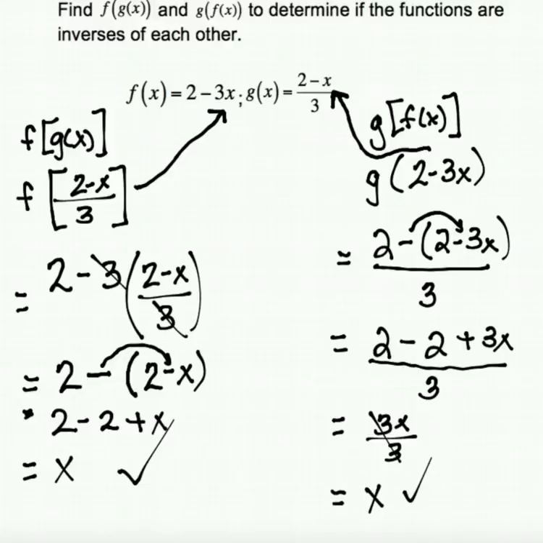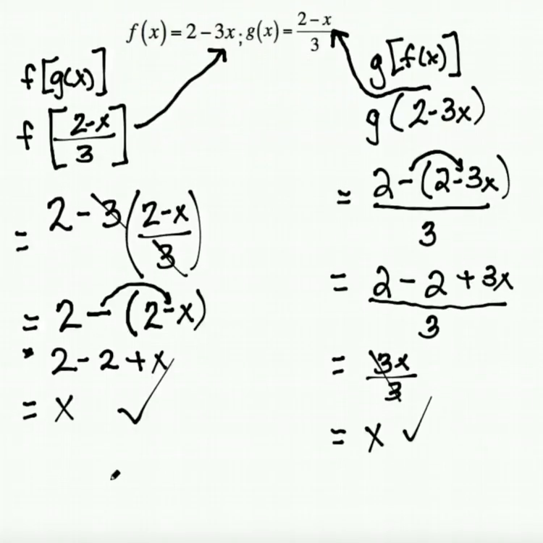So when I did the composition of f of g, I got x. When I did the composition of g of f, I also got x. And it says that if you get x when you do both of those compositions, then you know that they are inverses.